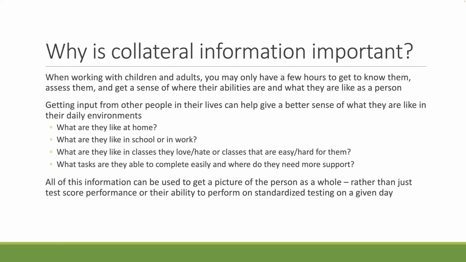So it's important to get the full picture of the person as a whole rather than just looking at their test score performance. And as you've probably been learning throughout this whole Enigma series, neuropsychological evaluations are so much more than just looking simply at test scores. And collateral information is a really good example of a way that we can get information about the person as a whole to form a really valuable and rich conceptualization of them, and then be able to make recommendations that are going to be the most useful.